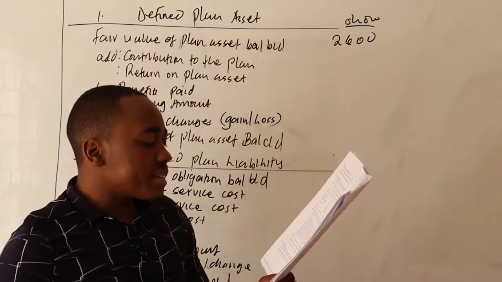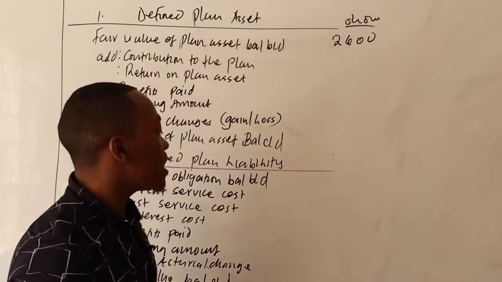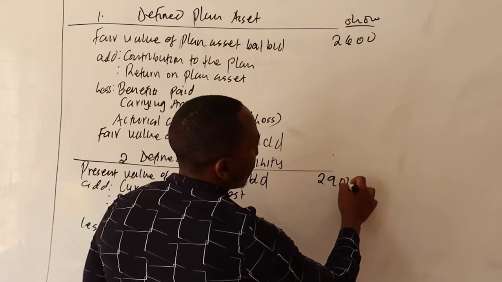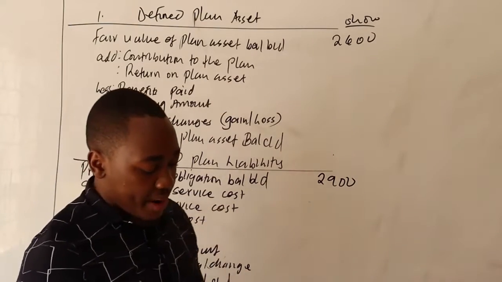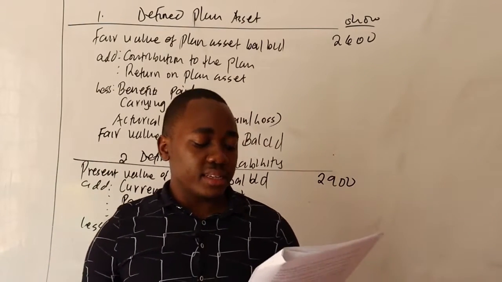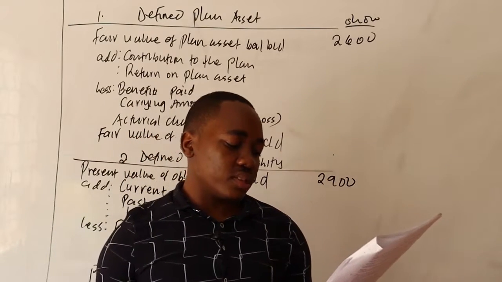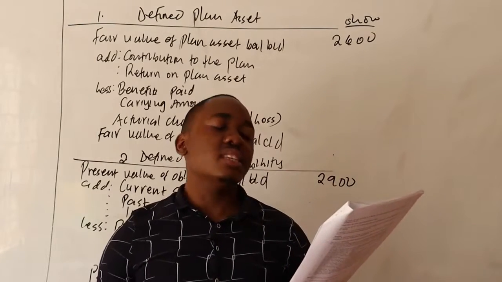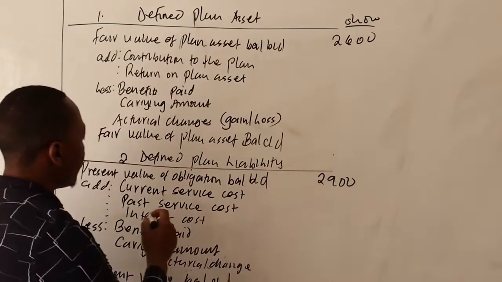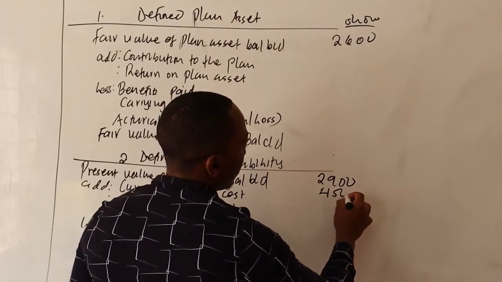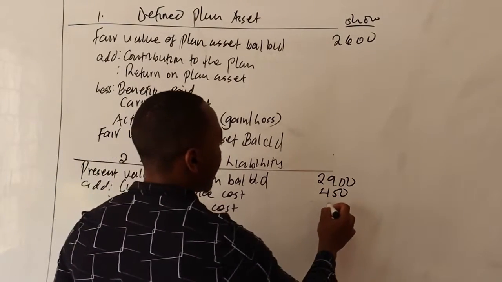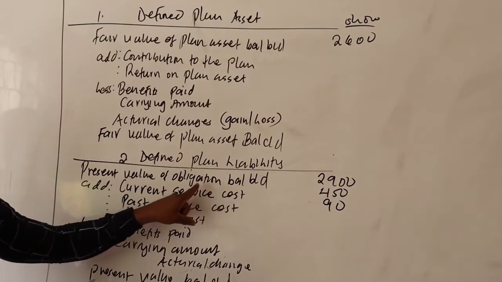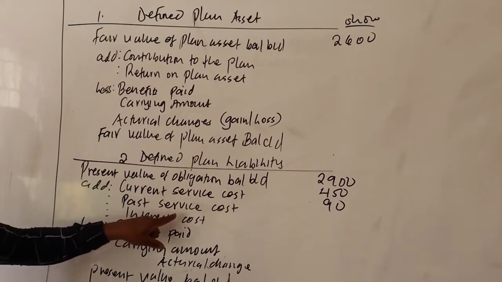And the present value of plan liability was 2.9. The present value of obligation balance brought down was 2.9. Then you are told in the second paragraph that the actuary estimated the current and the past service cost for the year ended 1st December 2014 at 450 and 90 respectively. Estimate the current service cost at 450 and the past service cost at 90. Remember I said that for the defined liability, you take the present value of obligation, you add the current service cost and the past service cost.